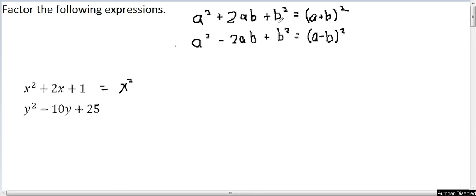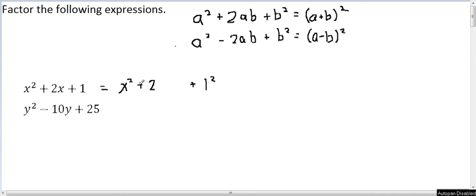Next, let's take a look at the last term. We have b squared here, and we have 1 here. We can actually rewrite 1 as 1 squared, because 1 squared is equal to 1. So if we do that, we see that in our expression, we replace b by 1. So now we just need to make sure that the middle terms actually match up. We have 2 here, so go ahead and just write 2. So the 2's match up.